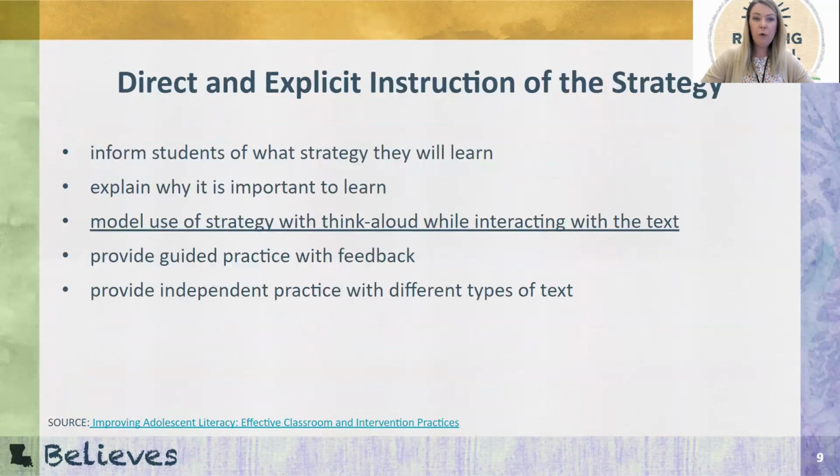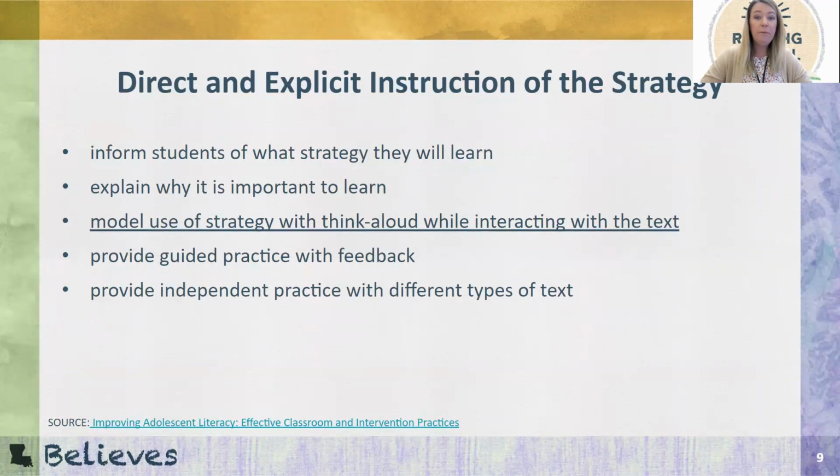So I told you we would talk more about direct and explicit instruction. You need to start out by informing the students of what strategy they're going to learn. You're going to tell them this is the strategy that we're learning and why it's important to learn it. It's really important that they know what they should get out of it so they know when they've achieved that goal. And also, like I said, to help them file that in their brains for information for when to pull that up.